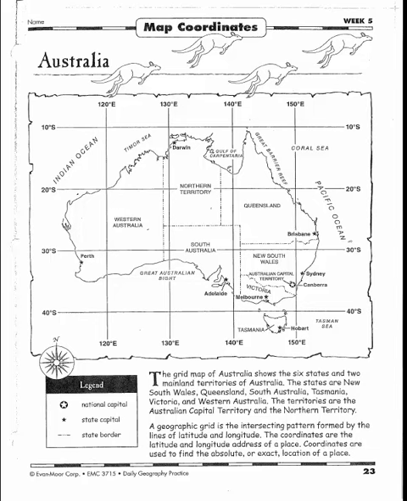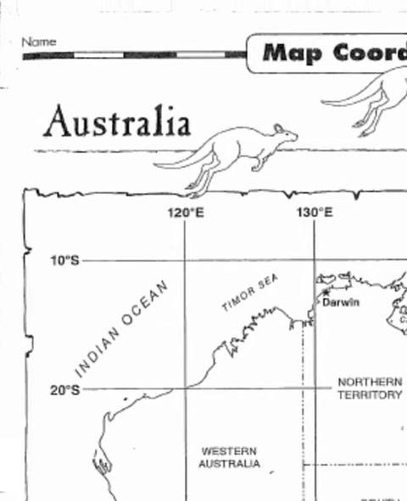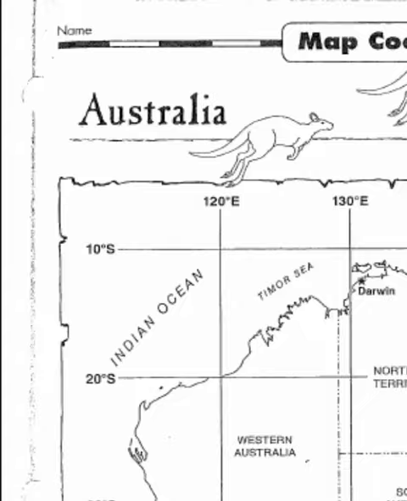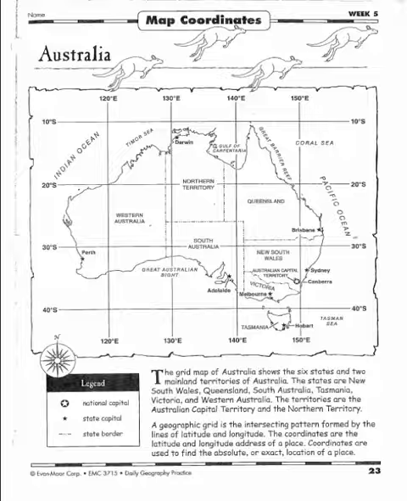I have Daily Geography Week 5. If you look at this, it is map coordinates, and we're using Australia to help determine map coordinates. Now, a lot of this is going to be review. This is a grid, and of course, we use grids for absolute location. So let's talk about that for just a second.